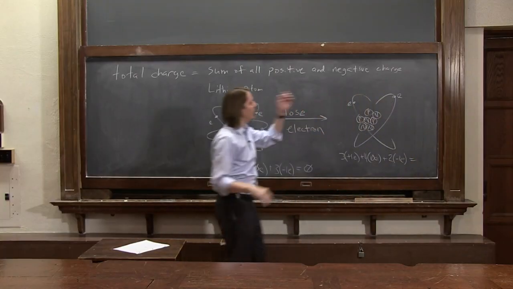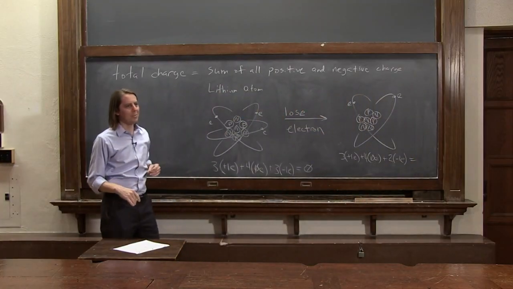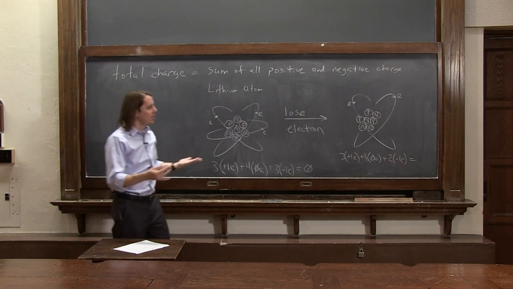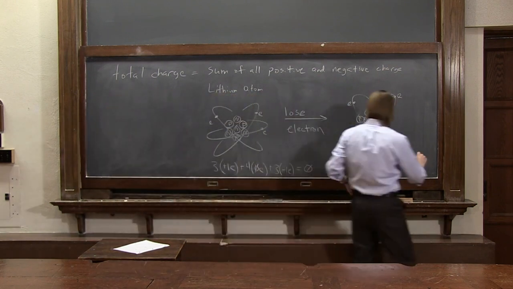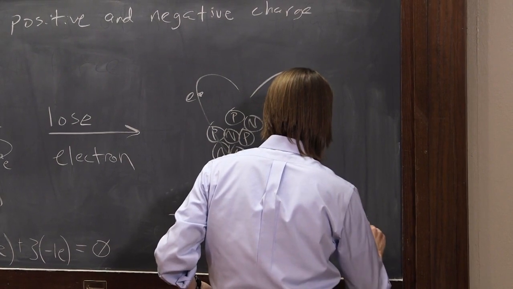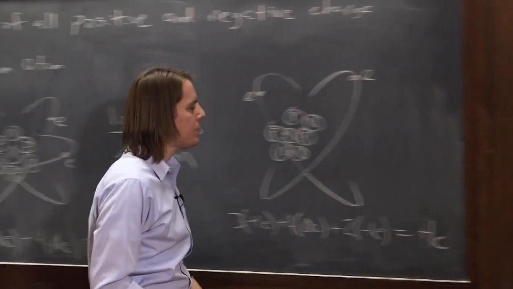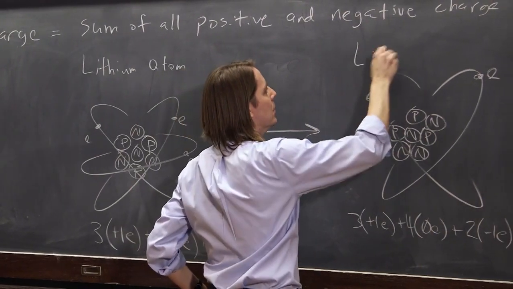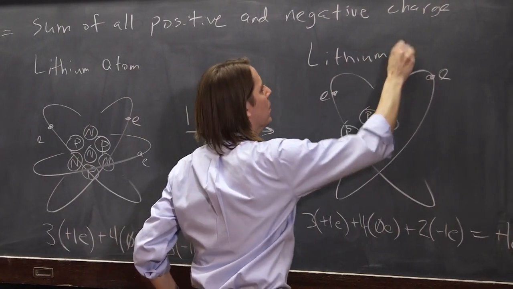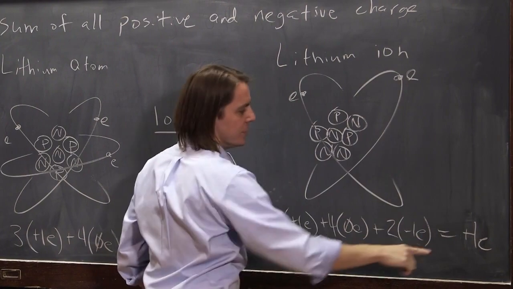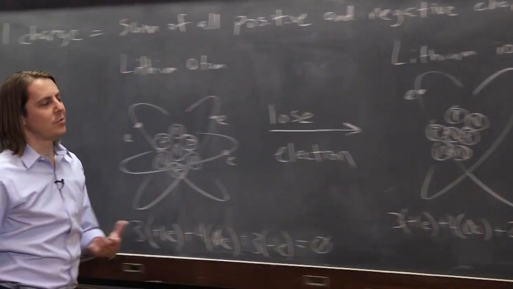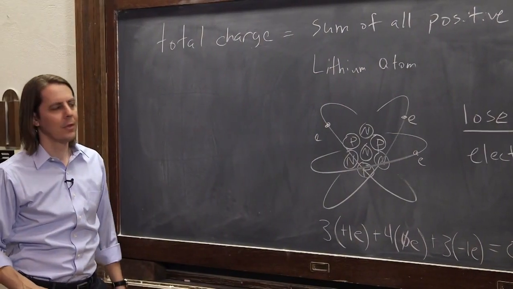Now, of course, we don't have enough negative charge to balance the positive charge, so we end up with something that is charged plus 1 E, plus 1. So it's a lithium ion. And its charge is plus 1 E because it's missing one of its electrons.